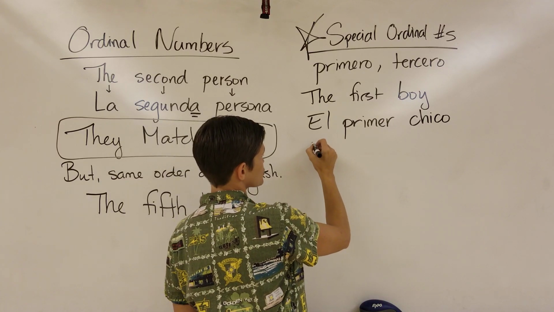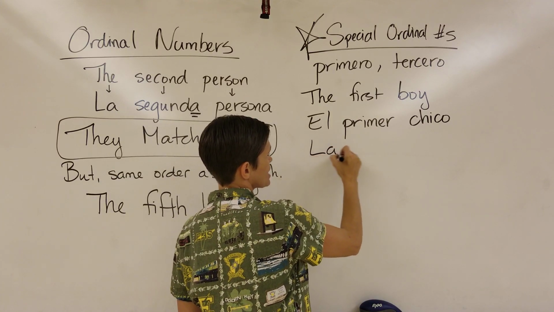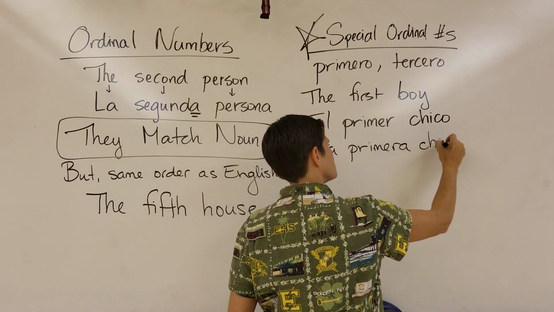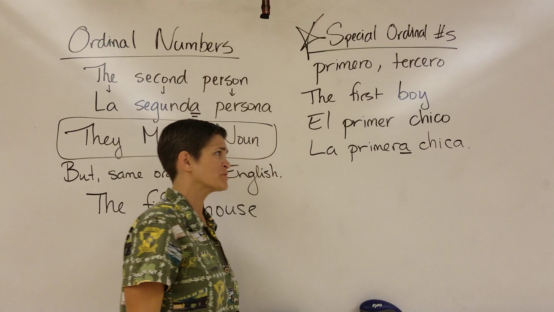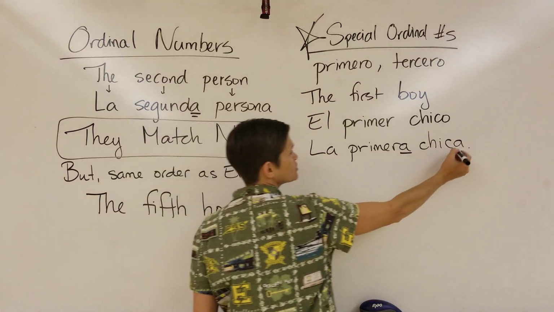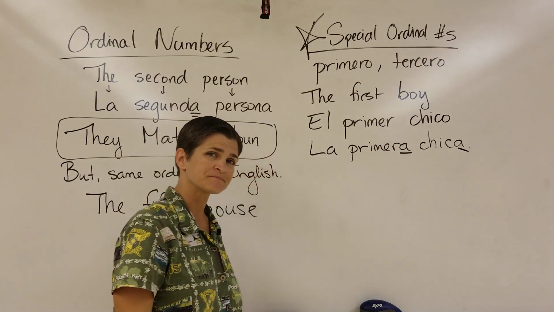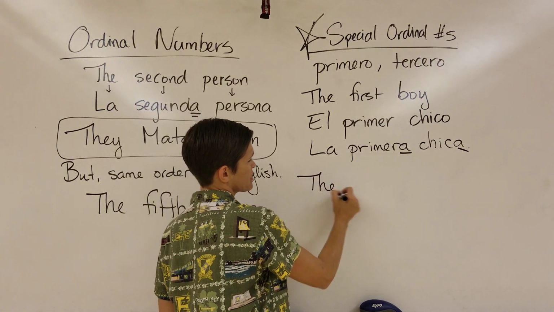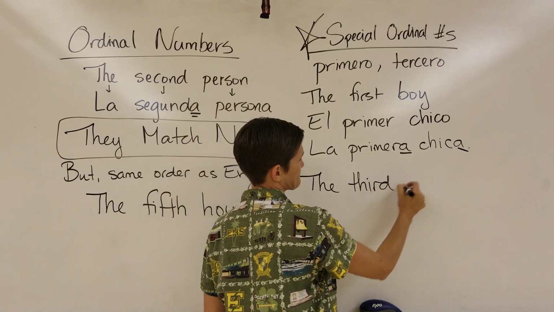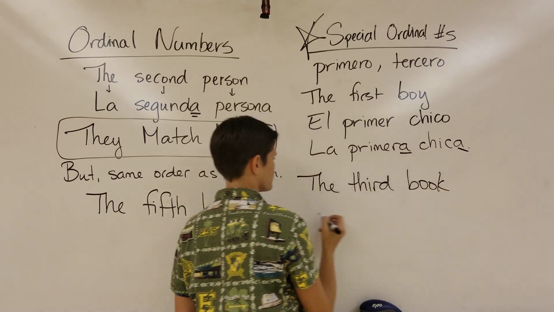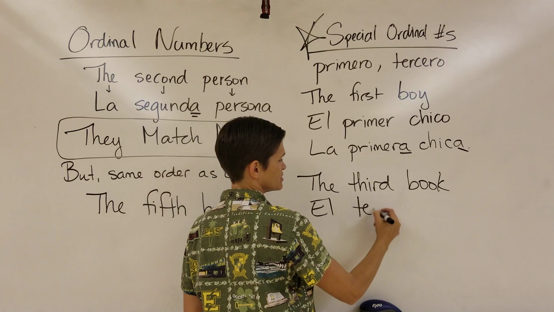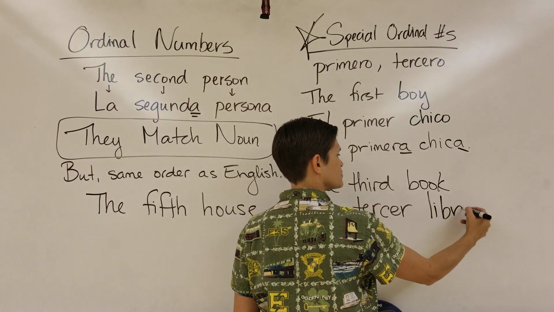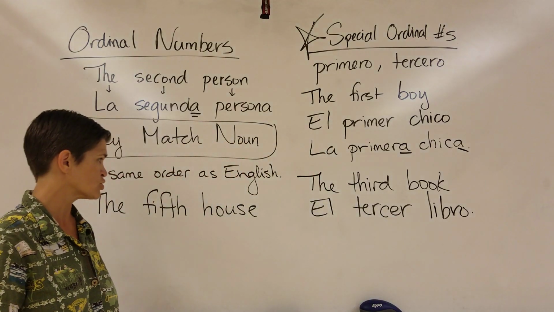If it was the first girl and was la primera chica, I don't need to drop the O because there is no O. It only happens when it's masculine. Then you need to drop the O. And the same thing happens for tercero. If it's the third book, we say el, not tercero, but tercer libro. And the O drops.